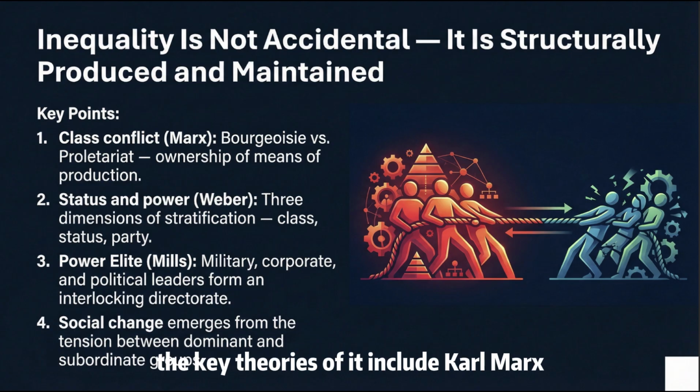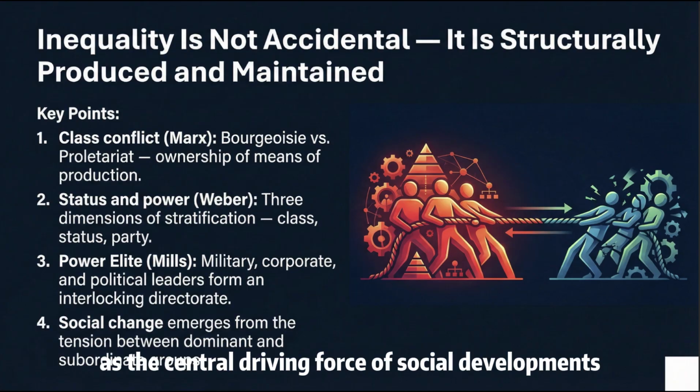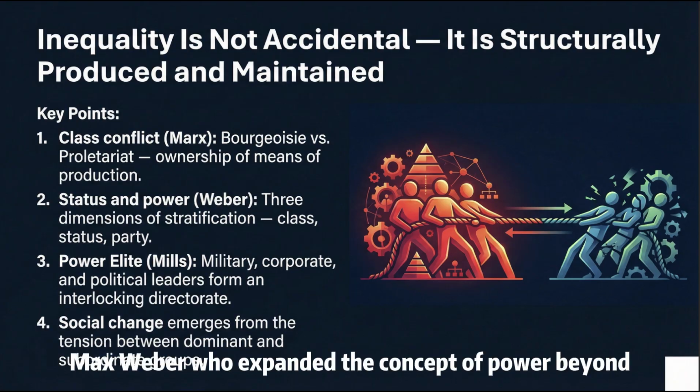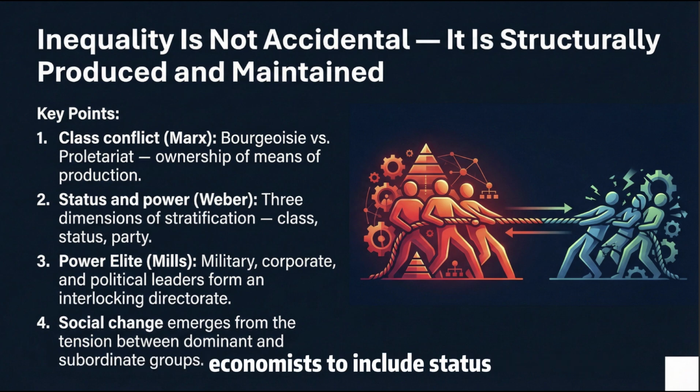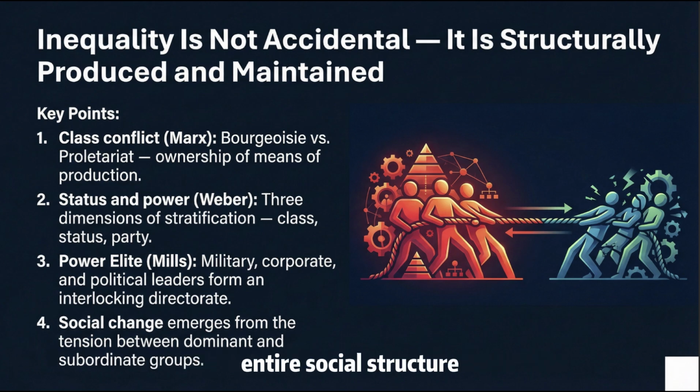The key theorists include Karl Marx, who identified class conflict as the central driving force of social development; Max Weber, who expanded the concept of power beyond economics to include status and authority in multiple dimensions; and C. Wright Mills, who highlighted how power elites shape the entire social structure.